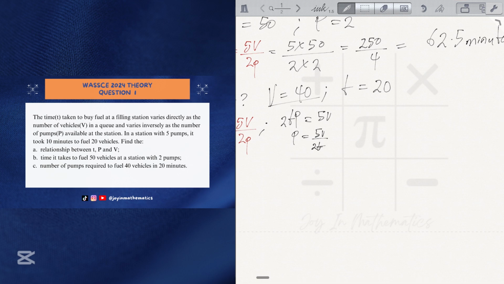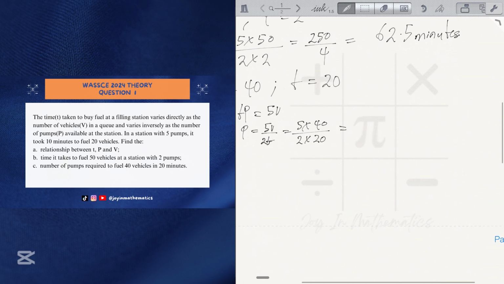V is equal to 40. So this means 5 multiplied by 40. T is equal to 20. So that is 2 multiplied by 20. And this will result in 200 divided by 40. And we will have 5 pumps.